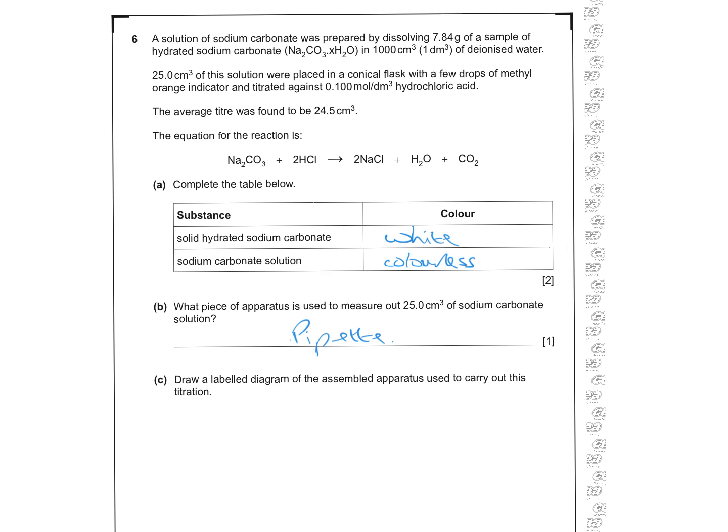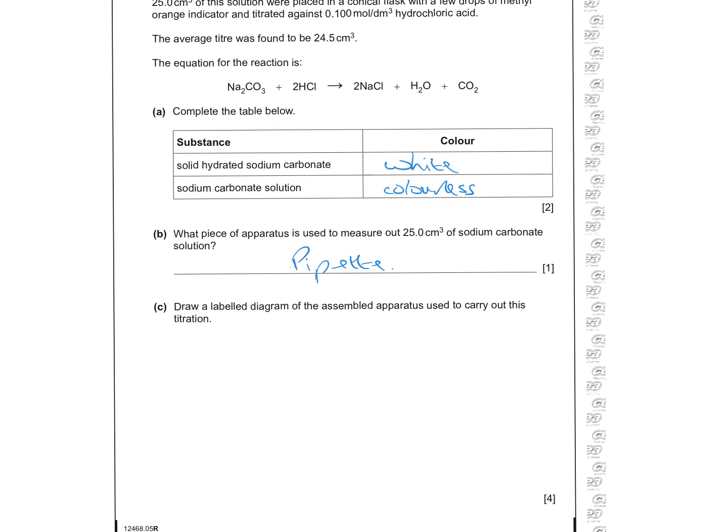So let's just make sure we're getting things the right way round. 25 cubic centimetres of the solution, which is the sodium carbonate solution, is placed in a conical flask. And then it's titrated against the acid. The acid goes into the burette. So let's see if we can draw this.